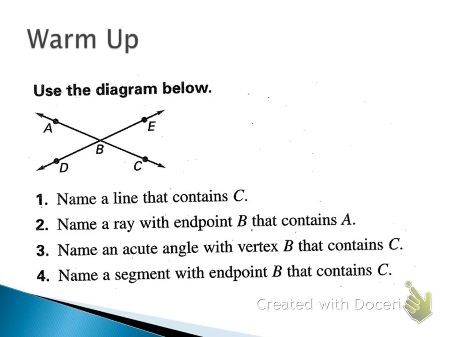Alright, so let's get this warm-up done before we start our notes. We have a diagram. This is a review going back to like chapter 1 stuff. So number 1 says name a line that contains point C.